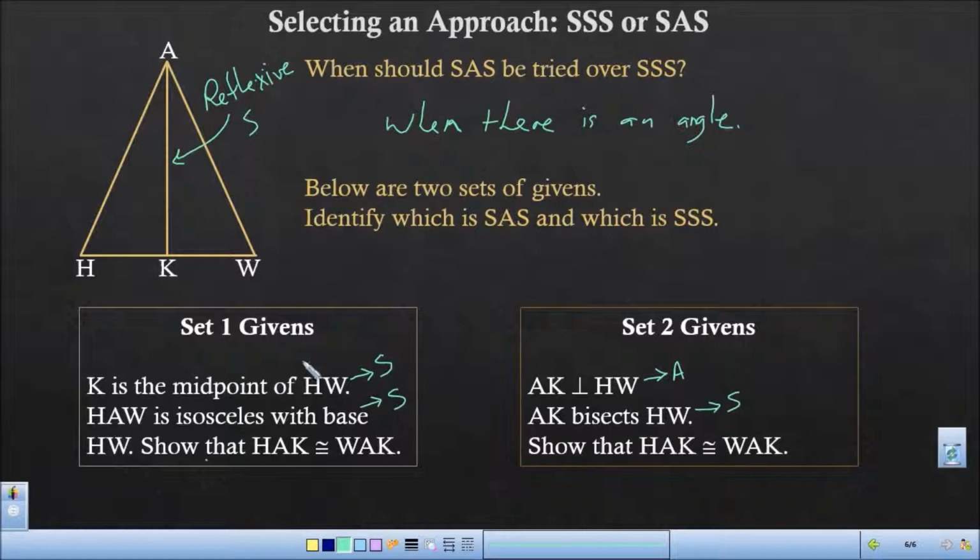So this one over here is a side, side, side set. This one over here has the potential to be an SAS set. You have to be careful and make sure that the angle fits between the two sides and that it's not outside of it. Remember, angle side side is not a thing. Side angle side is. So make sure the angle is squished between the sides.